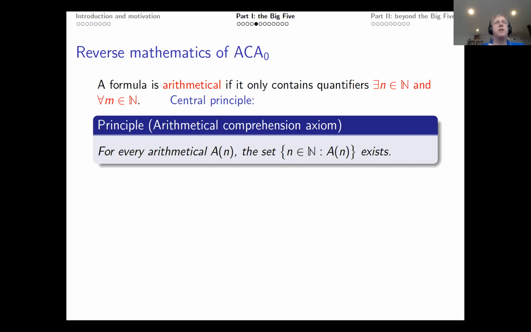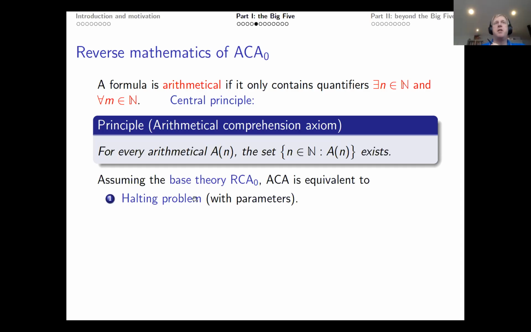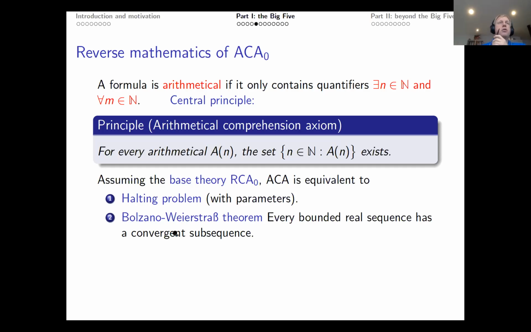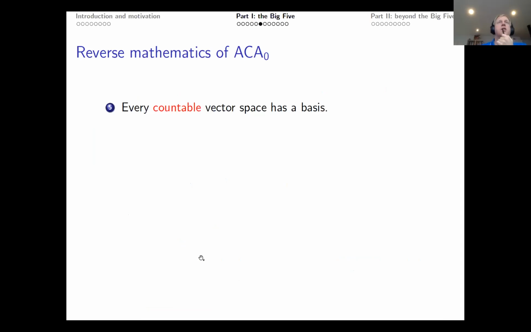Sure, why not? And there are many equivalences. For example, the halting problem that I mentioned, with parameters, is equivalent to ACA0. But also the Bolzano-Weierstrass theorem, another basic staple of calculus: a bounded real sequence has a convergent subsequence. Very basic analysis. And other stuff, Ascoli-Arzelà, and so on.